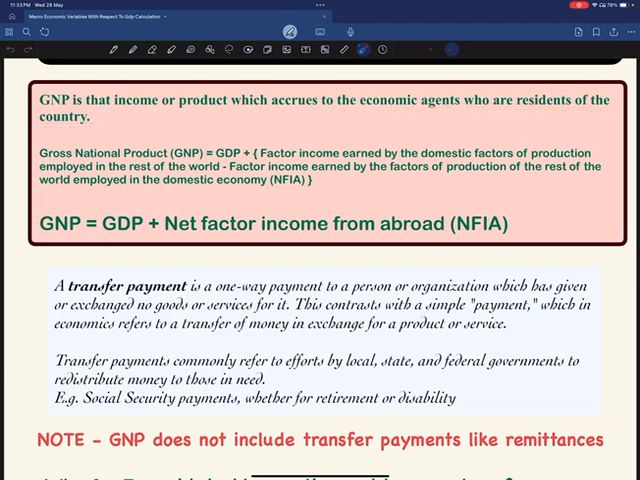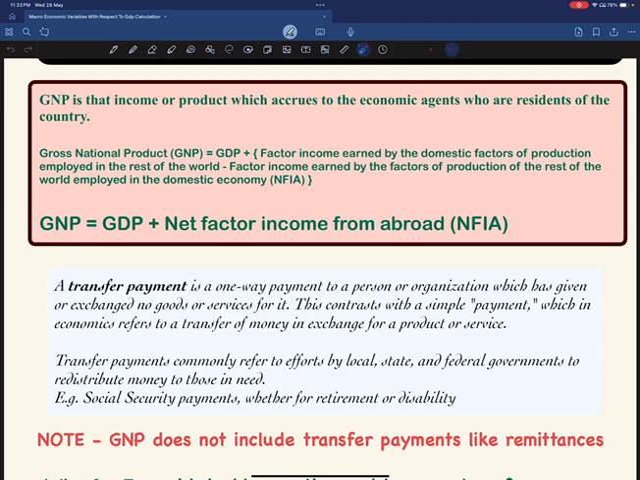So gross national product or GNP is the GDP plus factor income earned by domestic factors of production employed in the rest of the world minus income earned by factors of production in the rest of the world employed in the domestic economy. That is the net factor income from abroad.